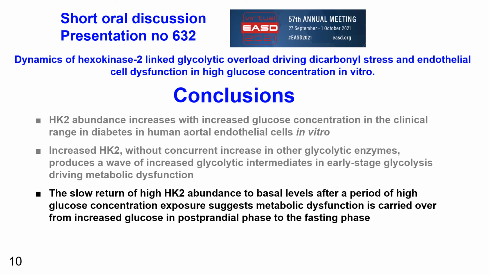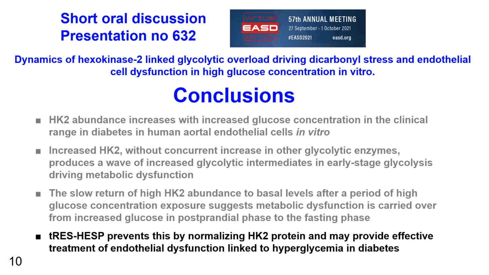The slow return of high hexokinase-2 abundance to basal levels after a period of high glucose concentration exposure suggests metabolic dysfunction is carried over from increased glucose concentration in the postprandial phase to the fasting phase. Finally, GLO1 inducer prevents this by normalizing hexokinase-2 protein and may provide effective treatment of endothelial dysfunction linked to hyperglycemia and diabetes.